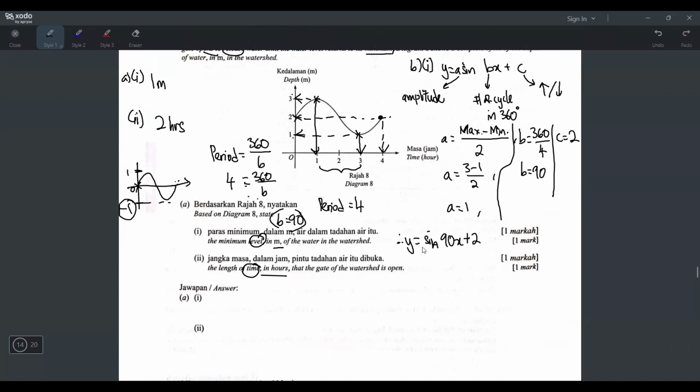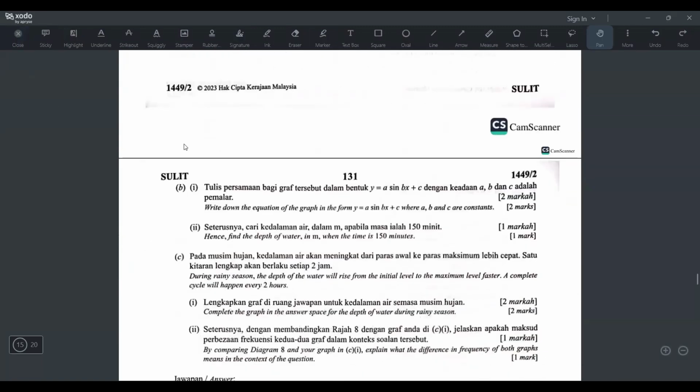Okay, the A is 1. So 1, nobody writes it. So I'll just write like this. Okay, that is your B1 answer. Are you ready? Let's do B2.